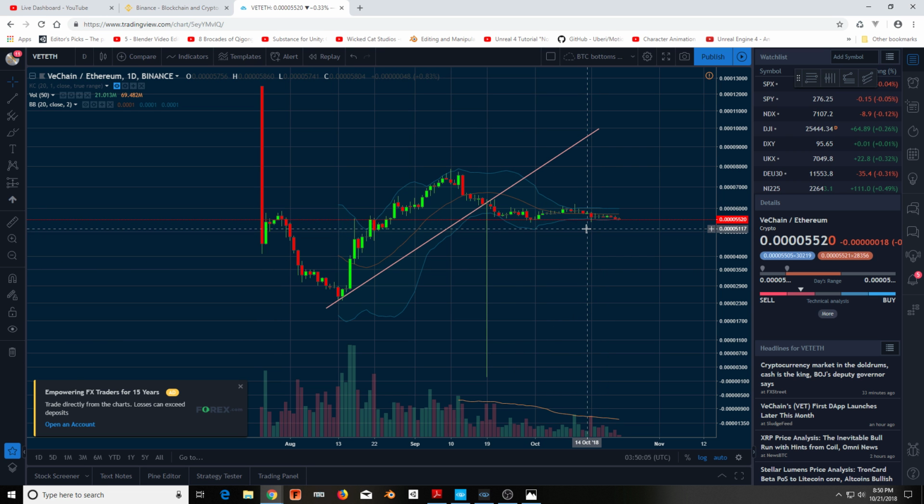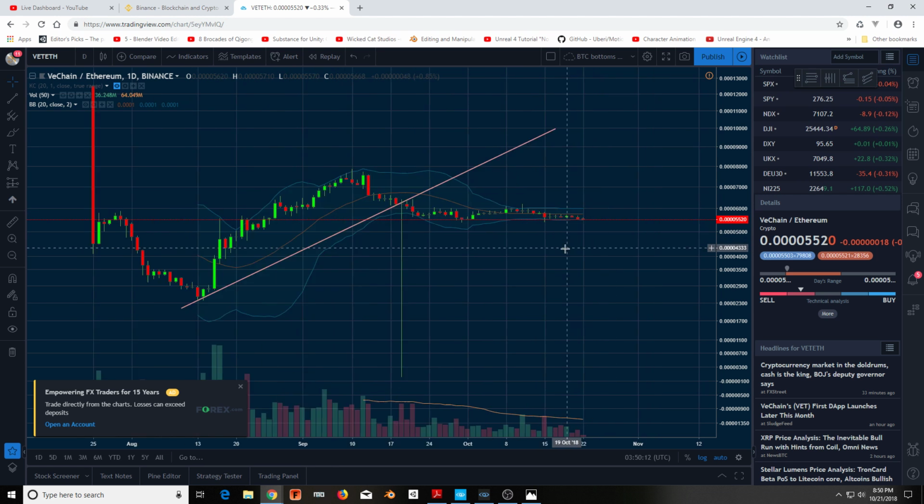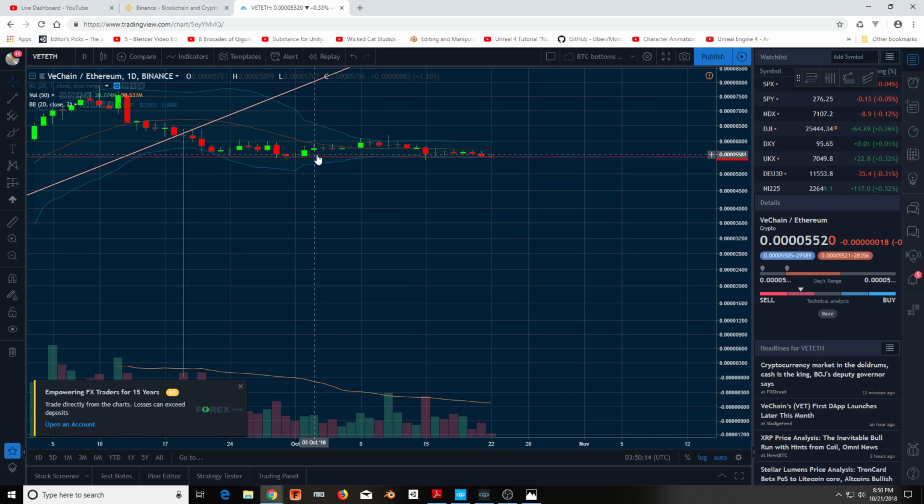But take a look at the Bollinger Bands. The Bollinger Bands, aren't they pretty? They are really compressing. They are really starting to compress, aren't they? Look how tight this is getting.